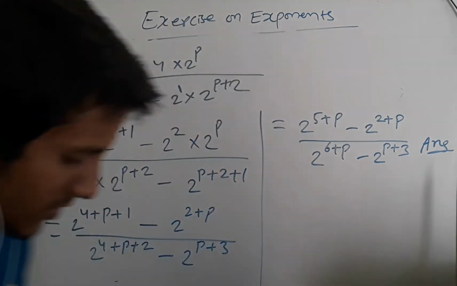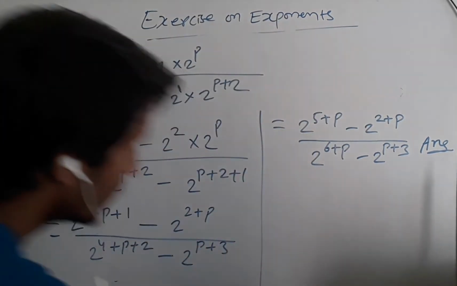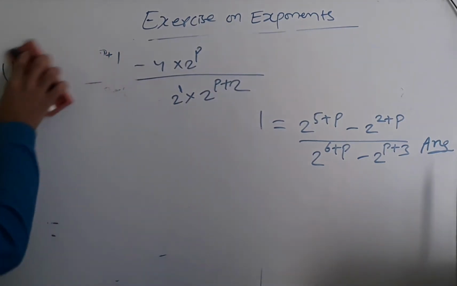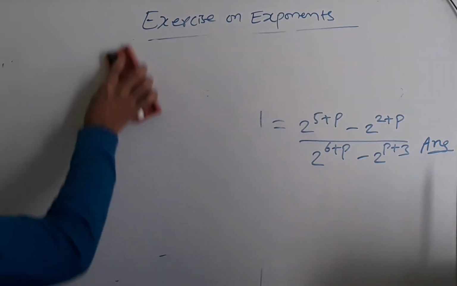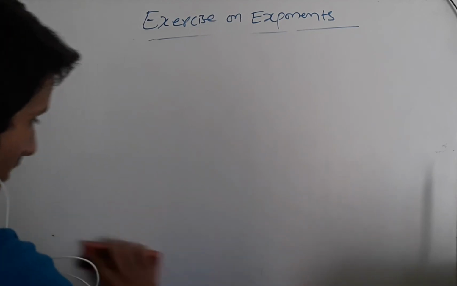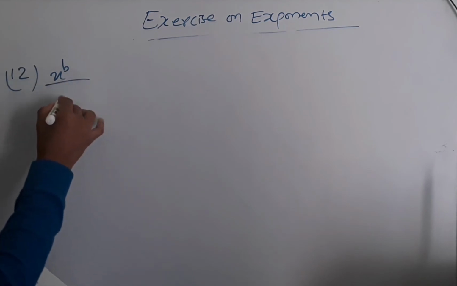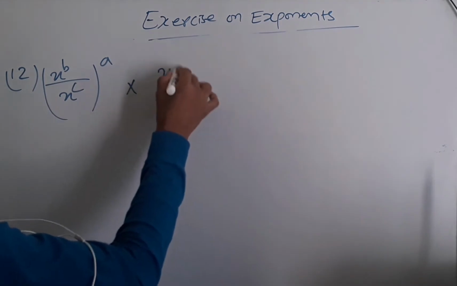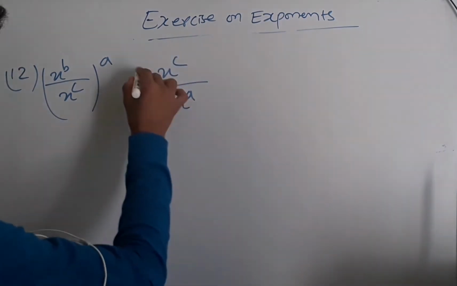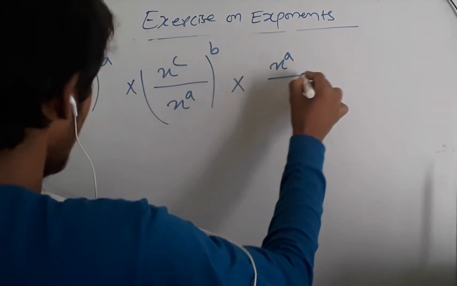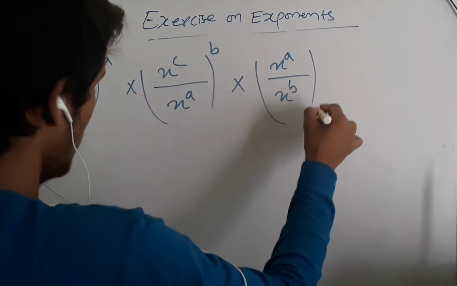Right, let's write this down. This is the most hardest problem that we have got previously, okay? There are other harder problems than this as well following, but this is the hardest that we have dealt with till now. We have x to the power b divided by x to the power c, to the whole power a, times x to the power c divided by x to the power a, to the whole power b, times x to the power a divided by x to the power b, to the whole power c.